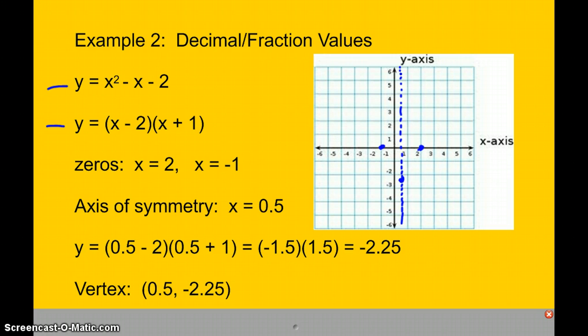And again, a graph is always a sketch, so we just estimate about where -2.25 would be, and we draw in our parabola. So in order to do your graphs today, you're going to have to find your zeros of your function, understand the connection between the equation and the graph, find your axis of symmetry, plug that in to get your vertex, and graph. Good luck.